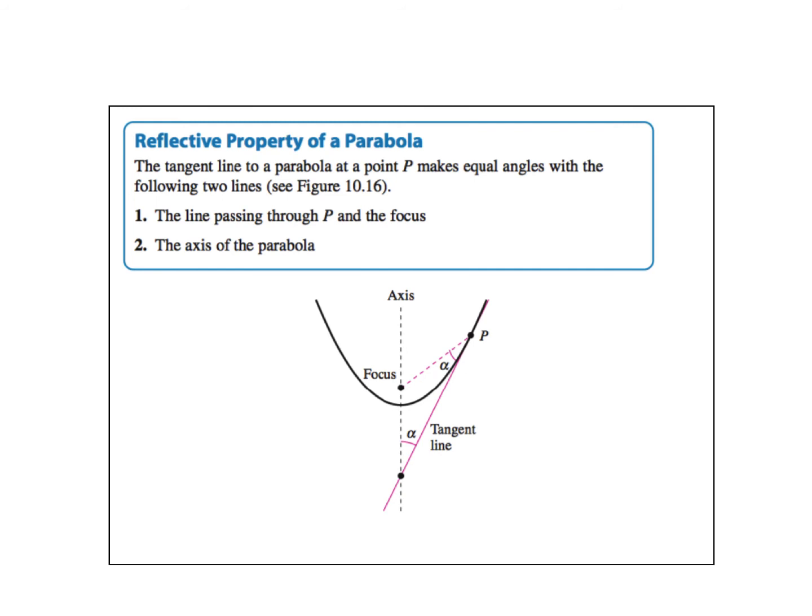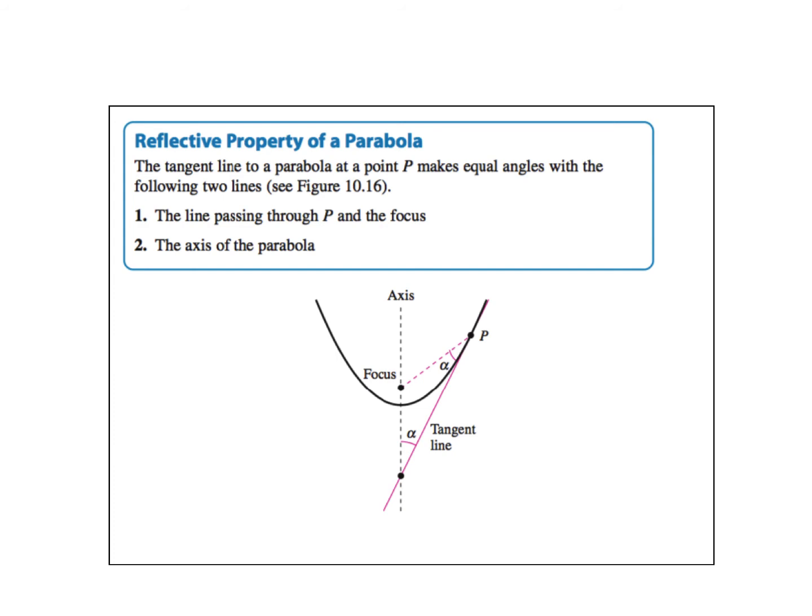It says, the tangent line to a parabola at a point P makes equal angles with the following 2 lines. The line passing through point P and the focus and the axis of the parabola. So if this axis is shifted, right, it's a little bit of a different story, but we are taking a look at coming up with that tangent line.